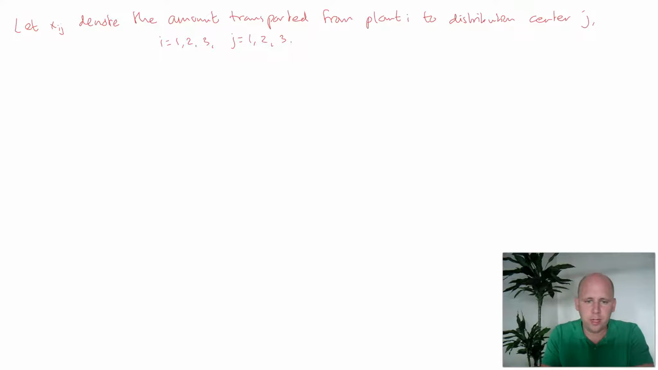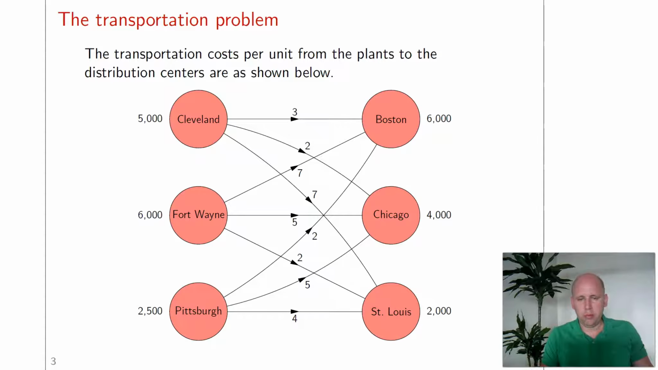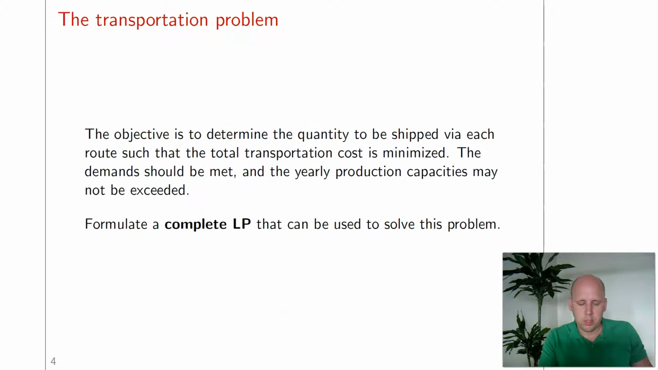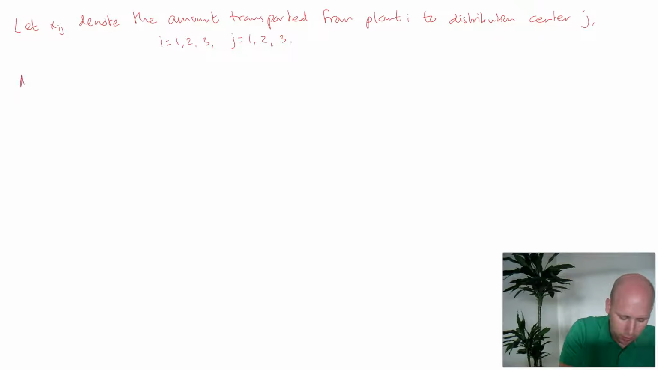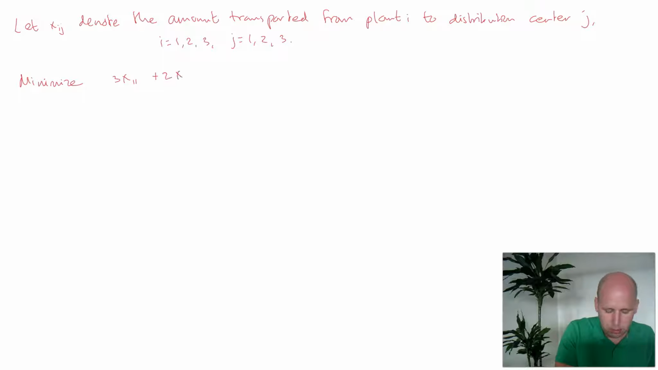So these are the decision variables, and then we would like to minimize the costs. And if we ship 1 unit, for instance, from Cleveland to Boston, then we pay 3 per unit. The amount that we ship is X11. So our objective function starts with minimize, and then we are going to multiply 3 by X11. If we ship from Cleveland to Chicago, we pay 2, and from Cleveland to St. Louis, we pay 7. So we get plus 2 times X12 plus 7 times X13.